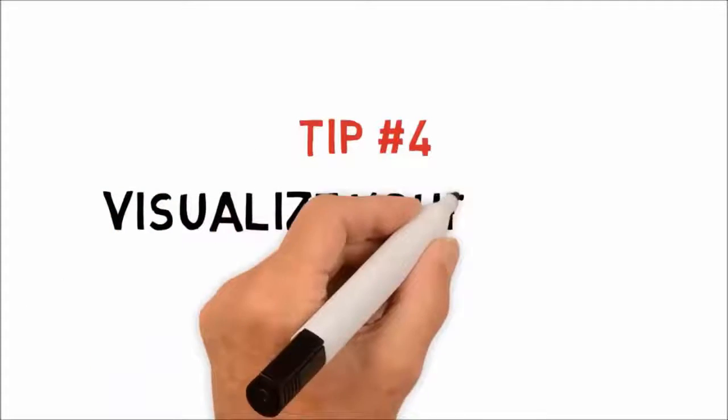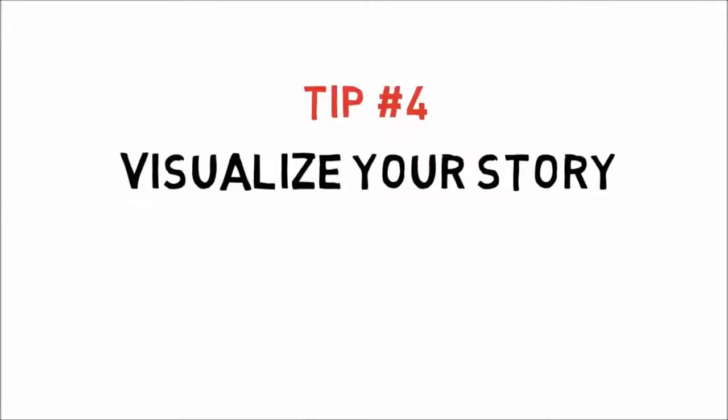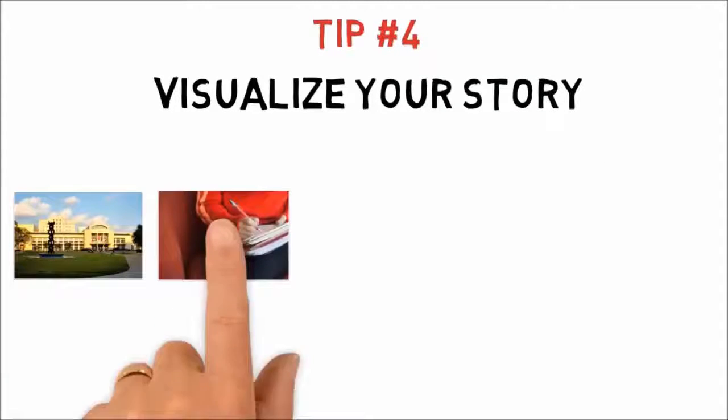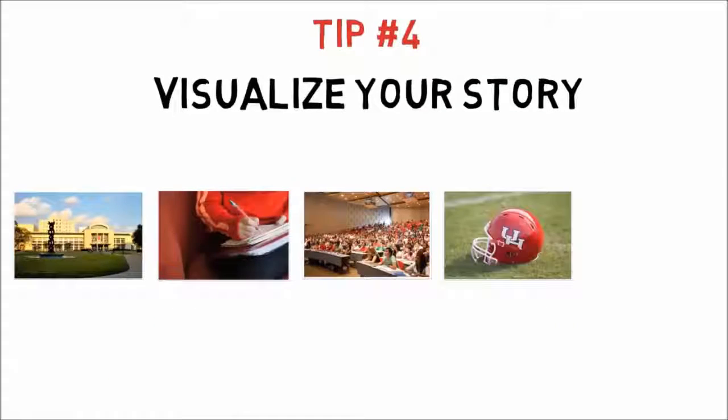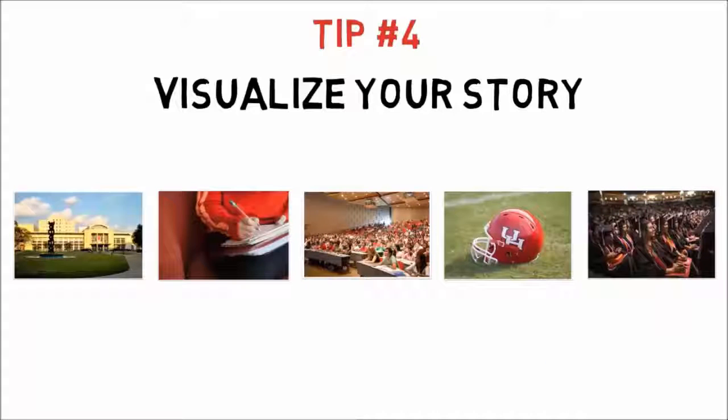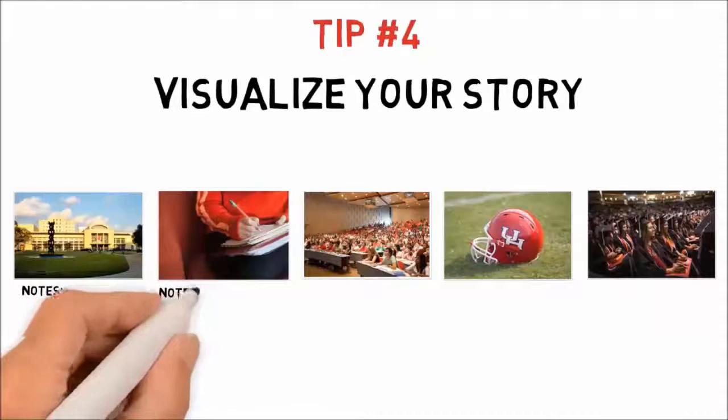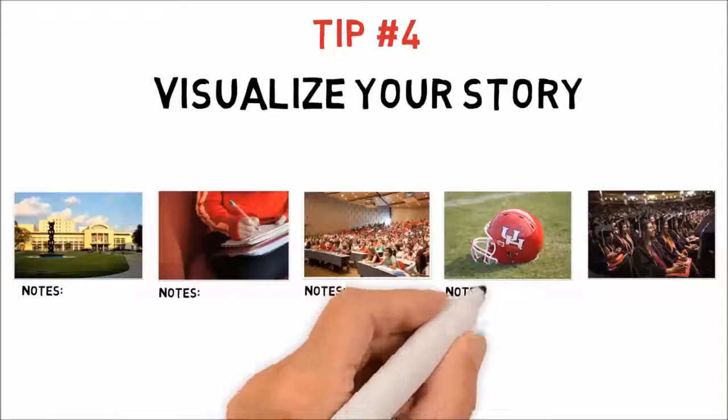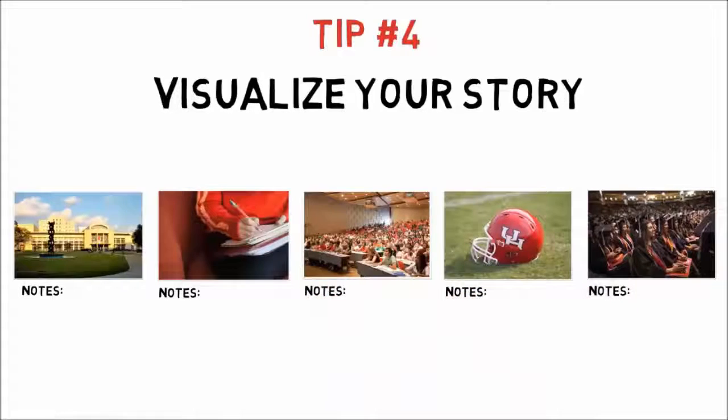Tip 4. Visualize your story. What you need to do is get the pictures related to your story, arrange and place them on a table, then write descriptions describing each of the pictures and how they relate to the story. This should help you in getting started with your draft.